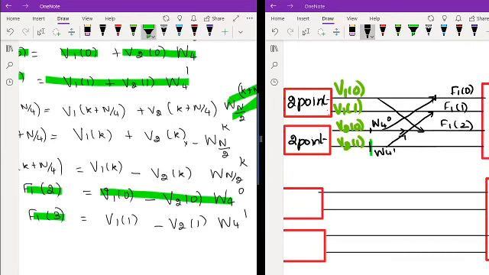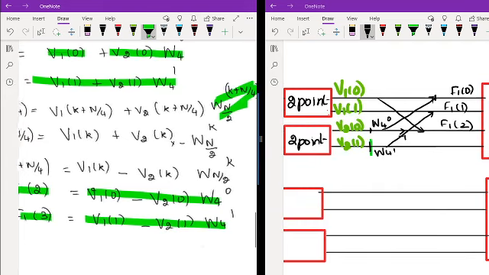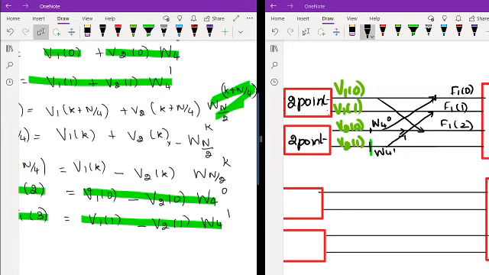And this F1 of 3 is from V1 of 1 minus V2 of 1 into W4 power 1. So these last two values are V1 of 1 minus V2 of 1 into W4 power 1. So this is for F1 of 3. So now one 4-point DFT is calculated from two 2-point DFTs.